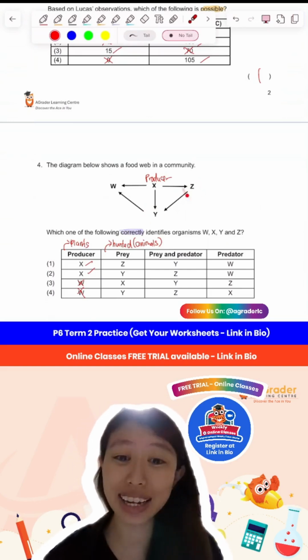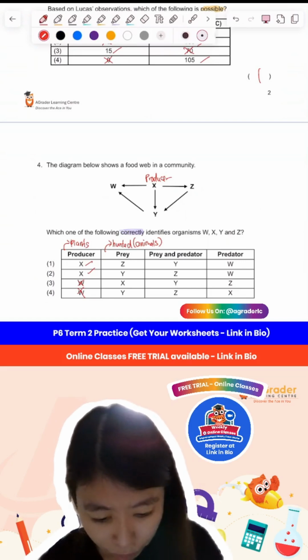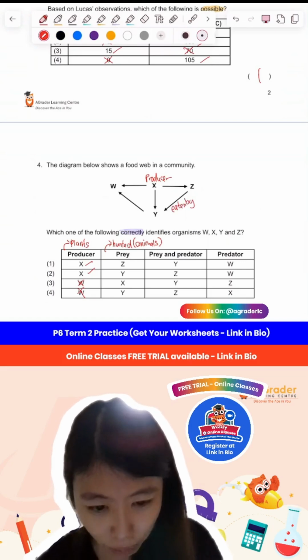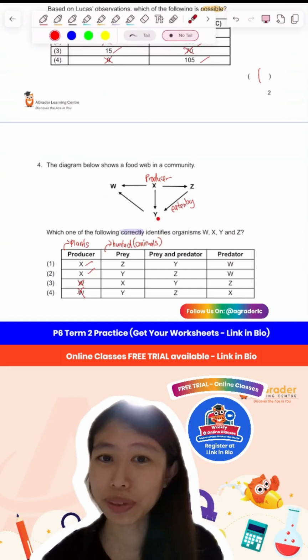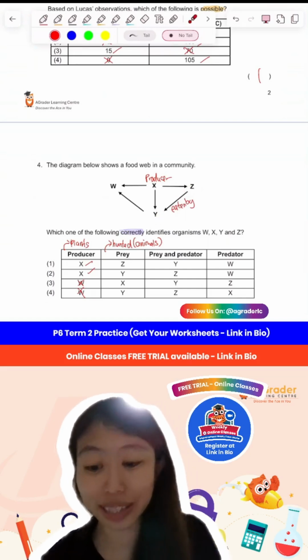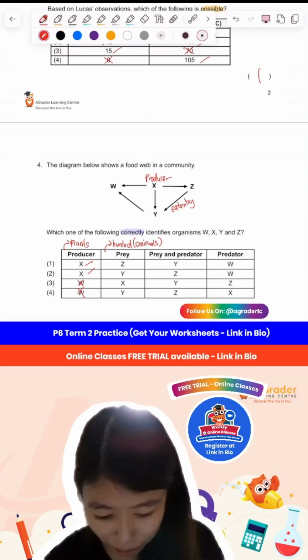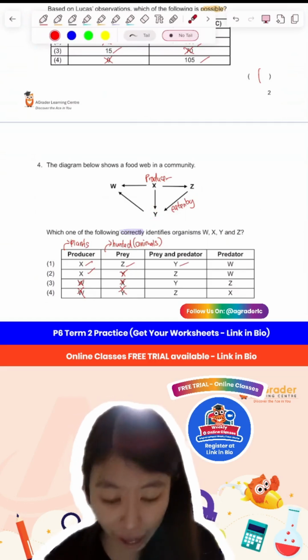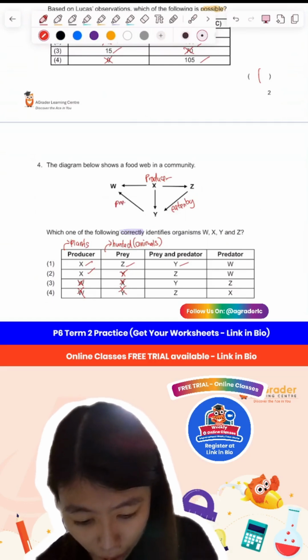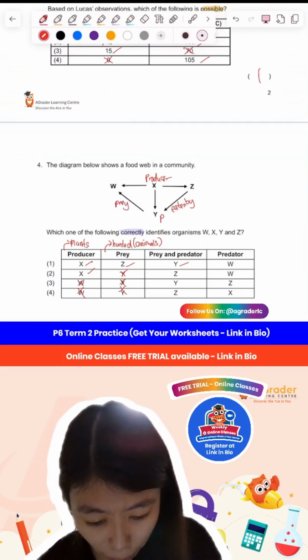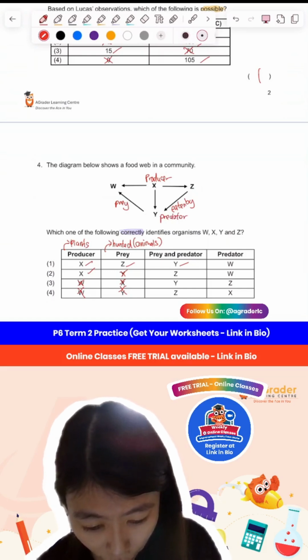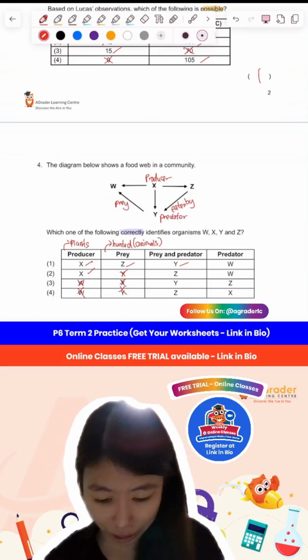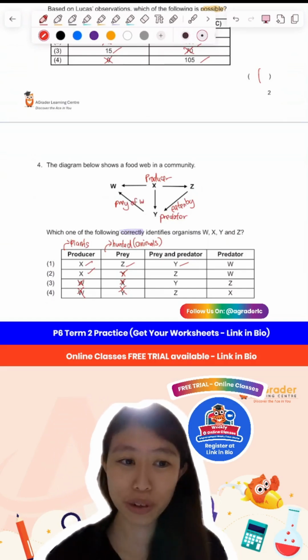So everybody, Z is the prey. You see, Z gets eaten by Y. Z goes into Y's stomach and it did not eat other animals. So Z is the prey. All right, so prey and predator would be Y. Why is it Y? Y is a prey of W, but is a predator of Z. So Y is both. Very good.